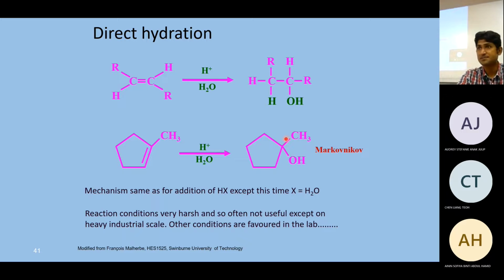Is it regiospecific or not? Again, Markovnikov rule. If the Markovnikov rule is applied, it is regiospecific. So here, more carbocation will be produced for this reaction.